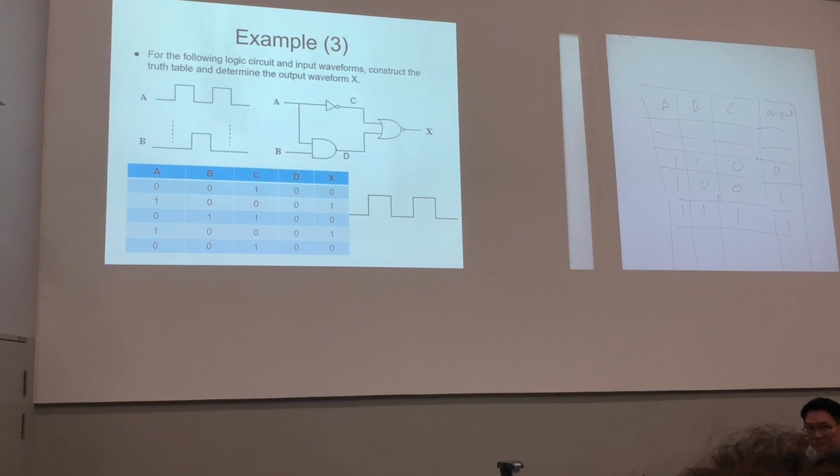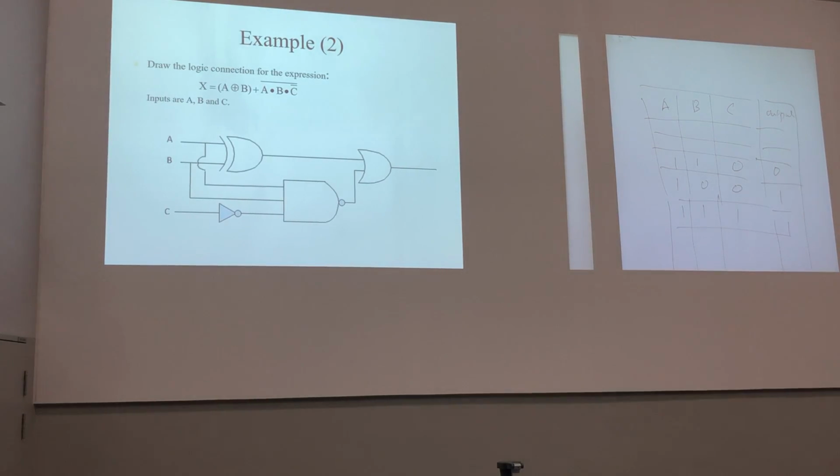Example 2 can show how to do the truth table. Which one? Previous one? How to draw a truth table? No truth table? Because the question asks you to draw a truth table, right? Yes, that's why I said, if you have signals like this one, right?